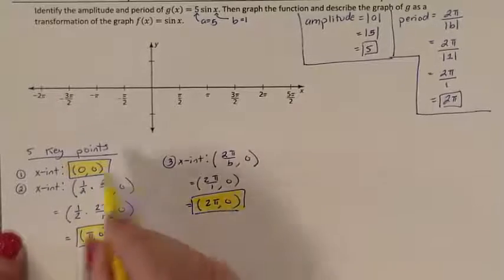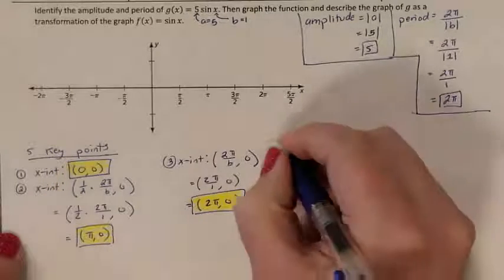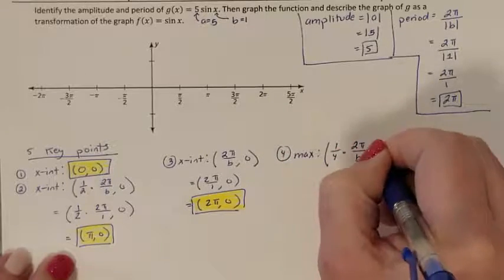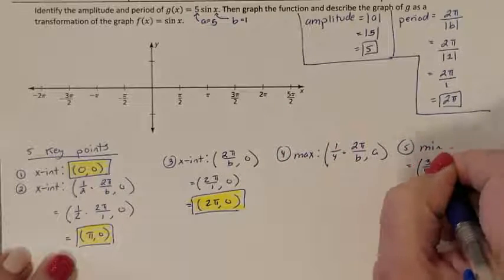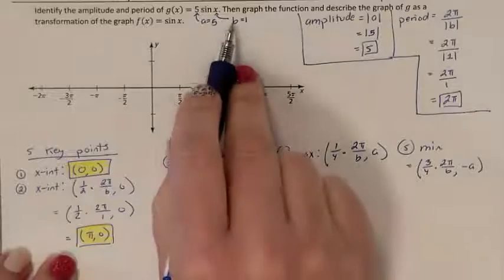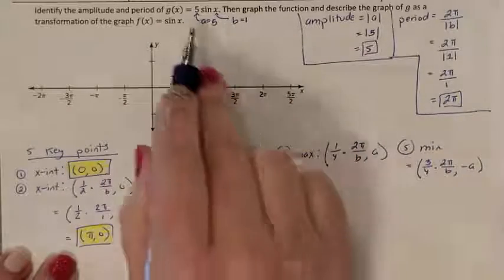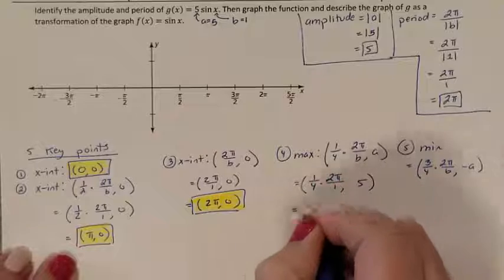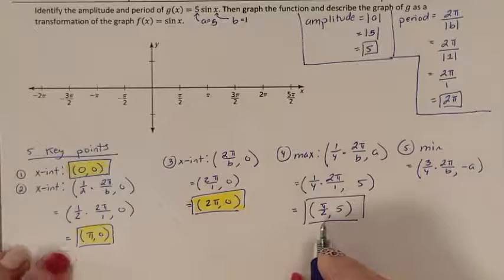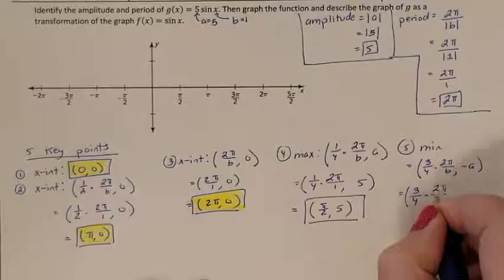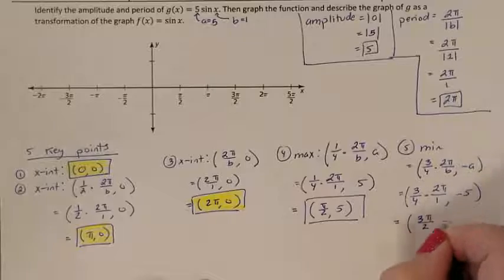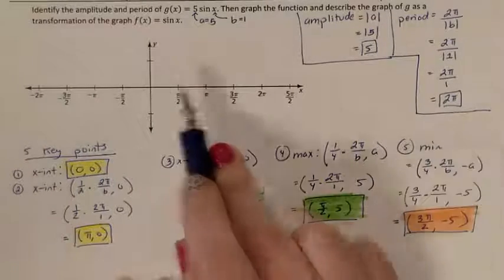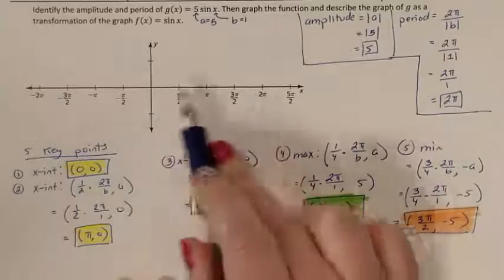The last 2 key points that we need are your max and your min, which are both formulas. They require b as 1, and they both have a as 5. So using our formulas, here's our max, and here's our min. So we already determined that our period, which is 2 pi, is how long our graph needs to at least be.